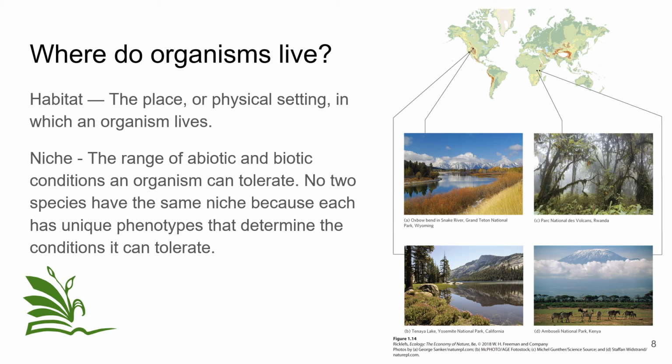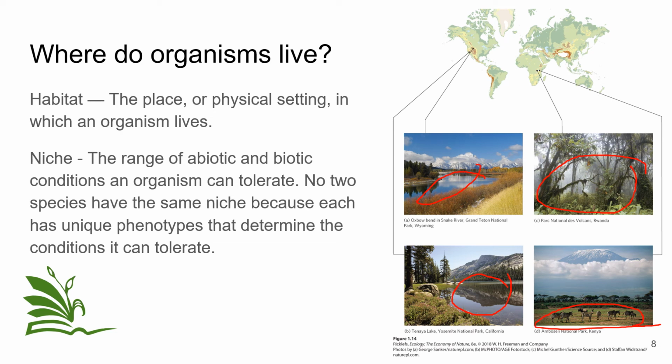And you can see on the right-hand side here some habitats. Here's a riverine habitat, right? Here is a tropical forest habitat. Here is a glacial lake habitat. And here is a grassland habitat, okay? Or a savanna habitat.